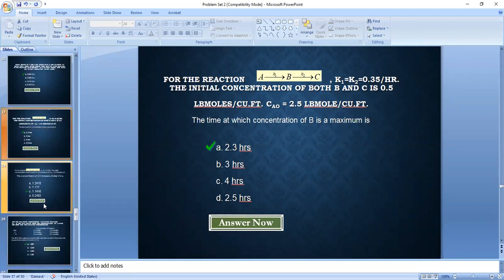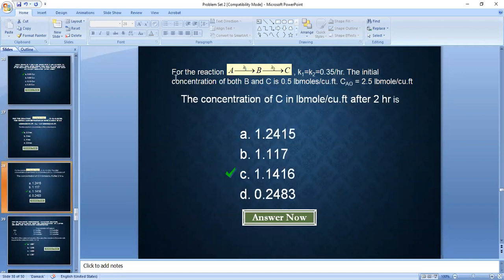You did that actually also last year, second sem last year. Okay, so you have this one now, same scenario, it's a continuation. The concentration of C after 2 hours. So it's asking for the concentration of C after 2 hours. How would you determine this value of 1.1416? The concentration of C after 2 hours. Anybody who knows what to be done here?